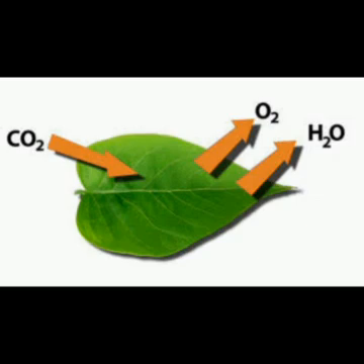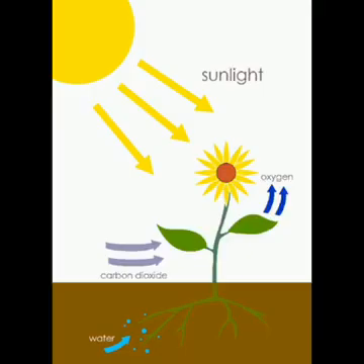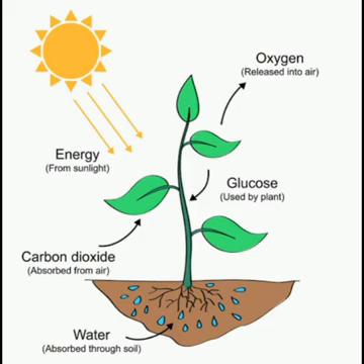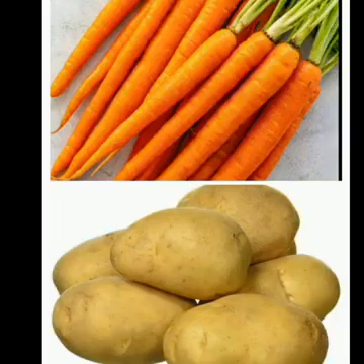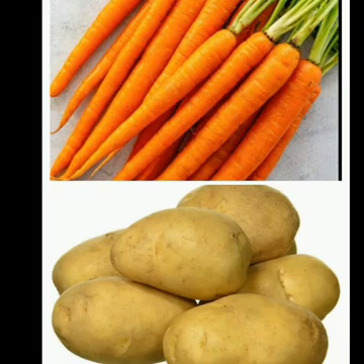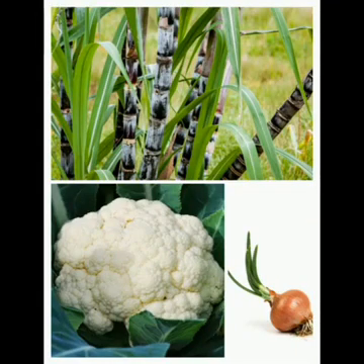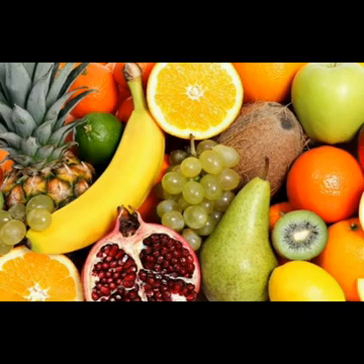What is photosynthesis? It is the process of making food by green plants using carbon dioxide and water in the presence of sunlight and chlorophyll. What is the food made through photosynthesis? This food is called glucose. Glucose is stored as starch in various parts of the plant. These parts can be root, stem, flowers, leaves, fruits, or seeds.